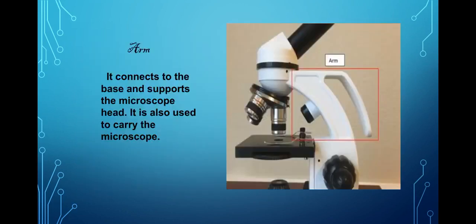Third is the arm. The arm connects to the base and supports the microscope head. It is also used to carry the microscope. As you can see in the illustration, it supports the microscope head.